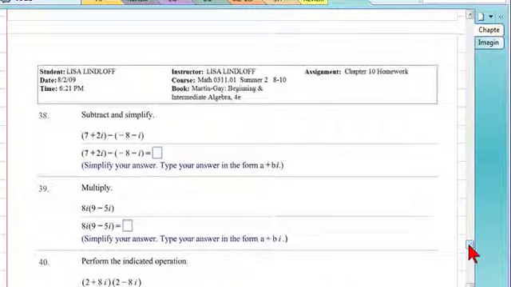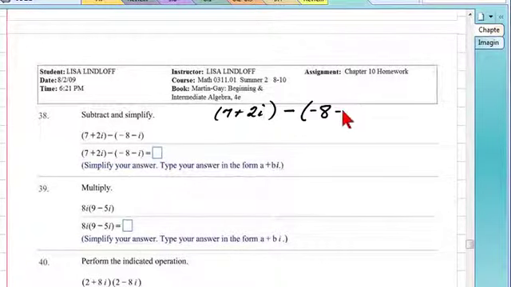All right, number 38. It is subtract and simplify. So I have 7 plus 2i minus parentheses negative 8 minus i. What do we do when we have subtraction? What do you have to do to the second set of parentheses, everything over here? You're going to have to change the signs. It's as if you're distributing a negative.